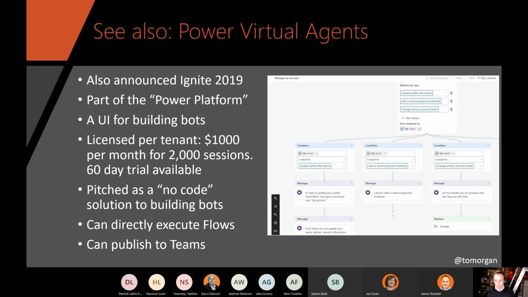The kind of superpower, if you like, for these virtual agents is their ability to execute flows in Power Automate. So if you have an organization that is really dependent on flows, they've already got loads and loads of flows going on to map different parts of their business, this could be a really nice way of automating and executing on those. And you can publish these directly to Teams.